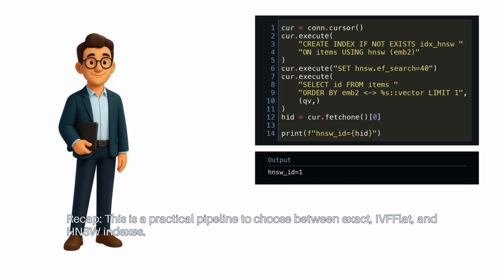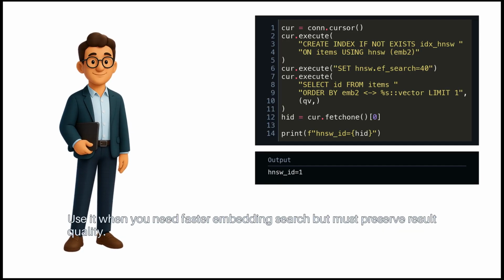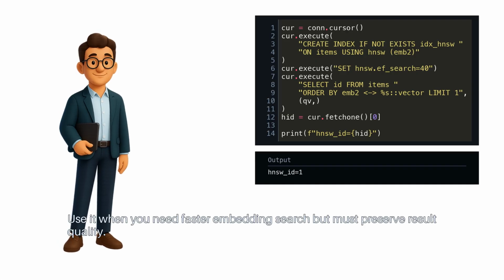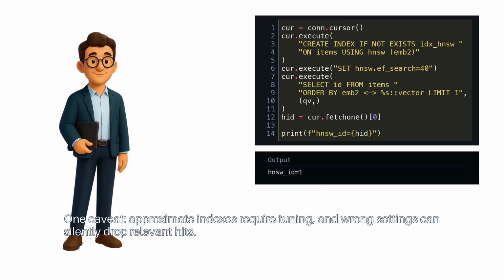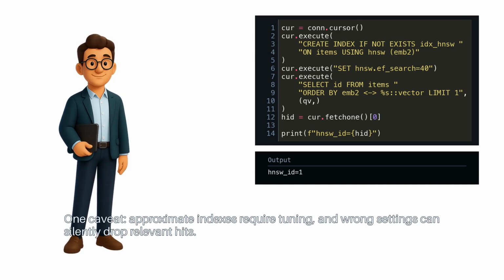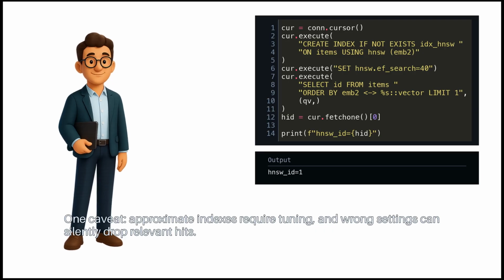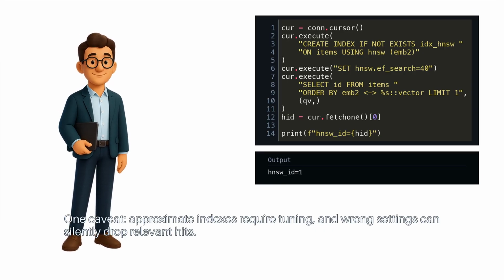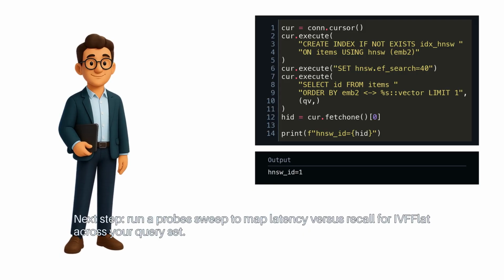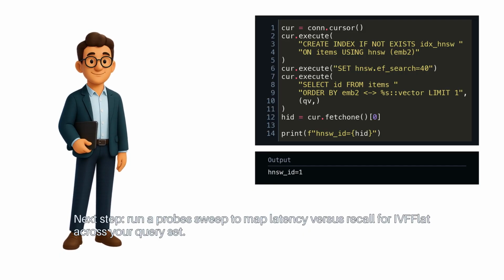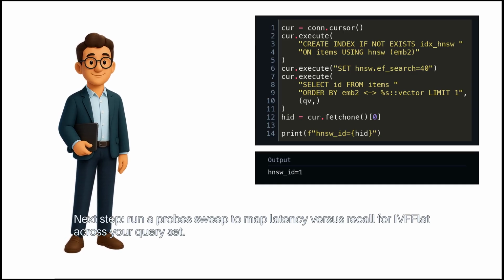Recap. This is a practical pipeline to choose between exact, IVFFlat, and HNSW indexes. Use it when you need faster embedding search, but must preserve result quality. One caveat: approximate indexes require tuning, and wrong settings can silently drop relevant hits. Next step, run a probe sweep to map latency versus recall for IVFFlat across your query set.